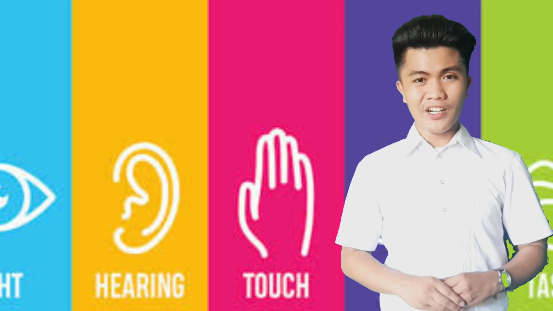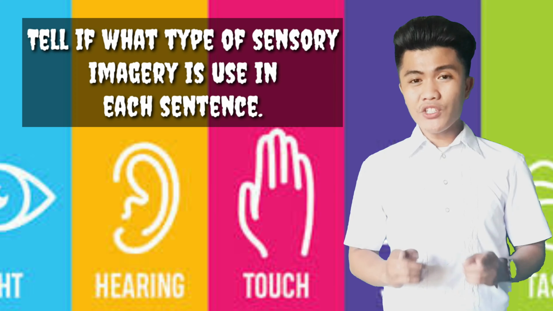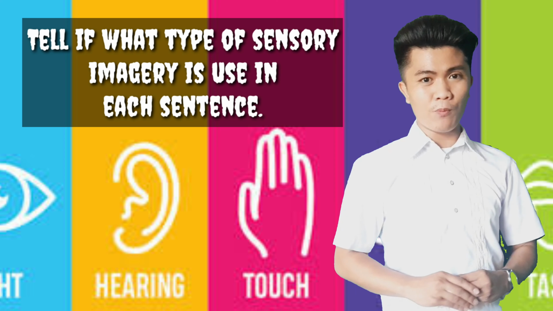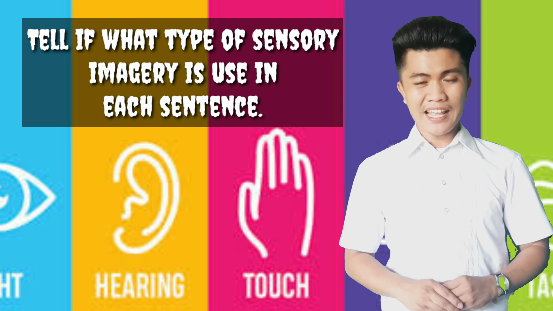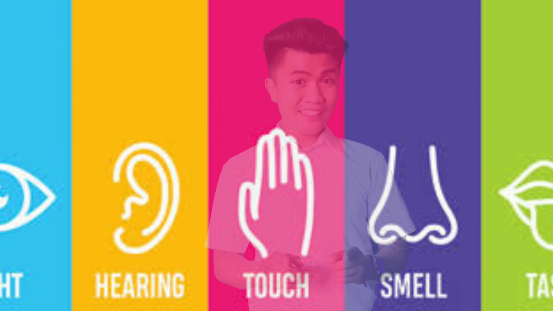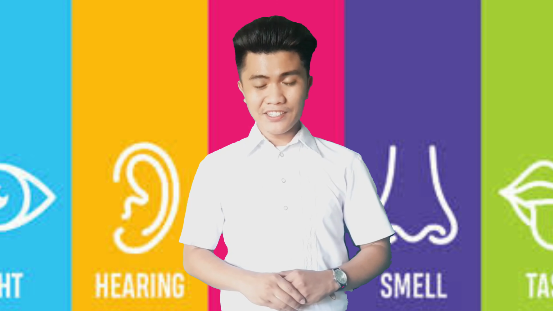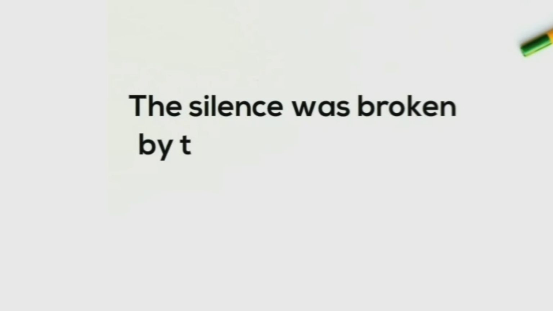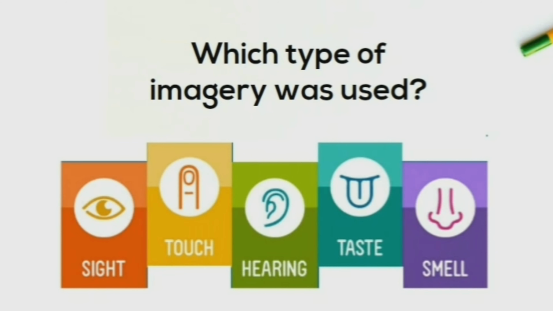That's great to hear. Now, I want you to bring out a piece of paper and tell me what type of sensory imagery is being used in every sentence. Do you get it? That's great. Let's start. "The silence was broken by the screech of tires and the scraping metal." Which type of imagery was used?